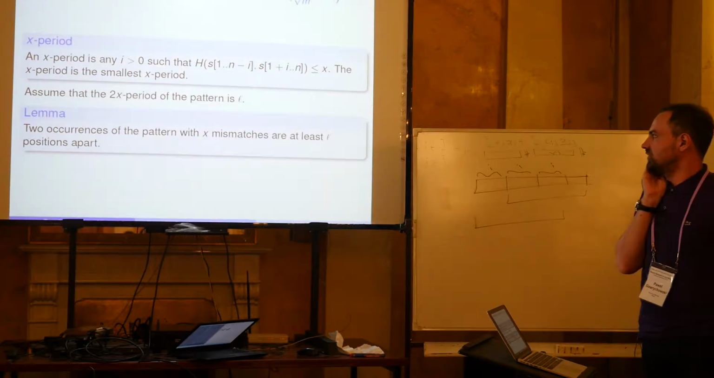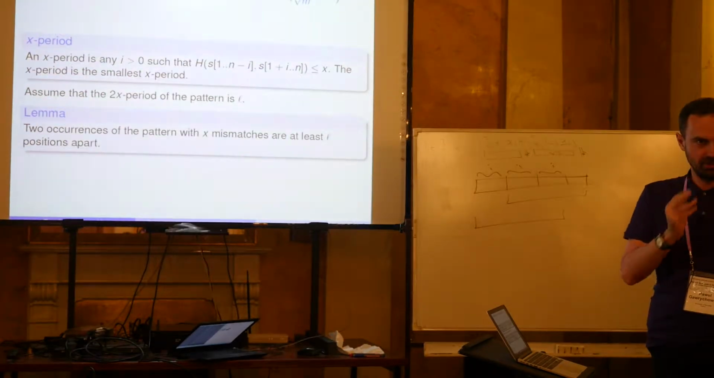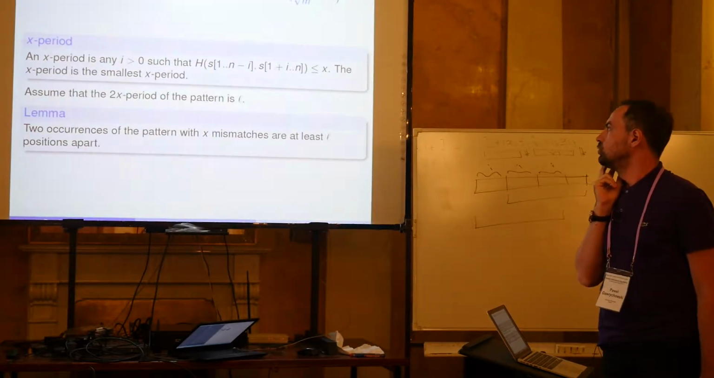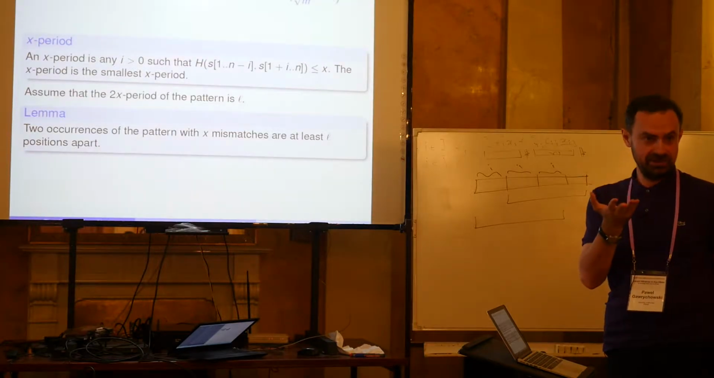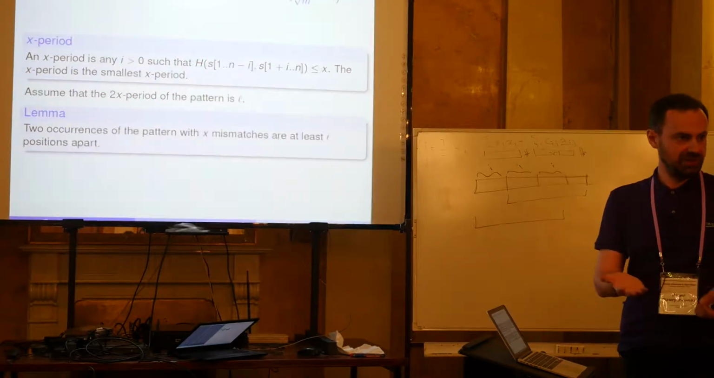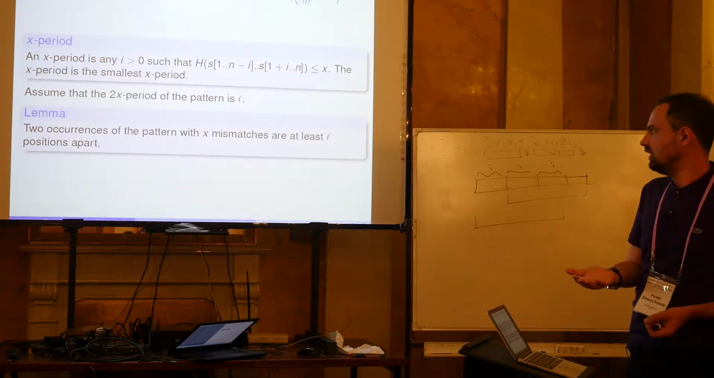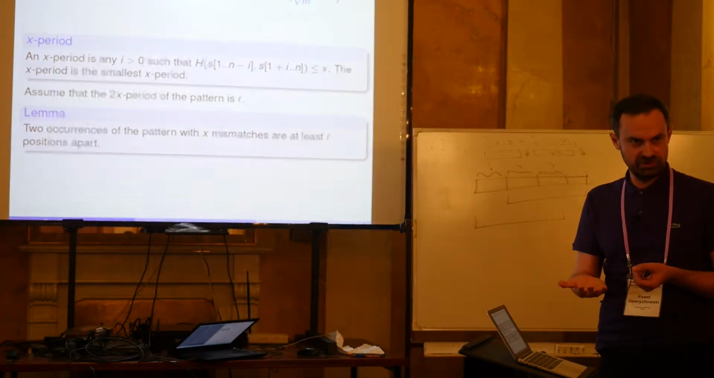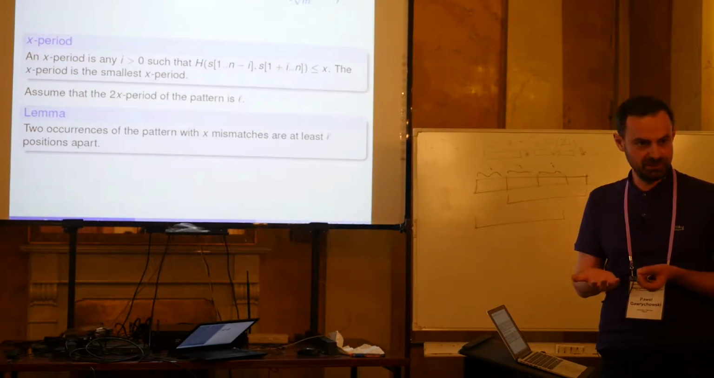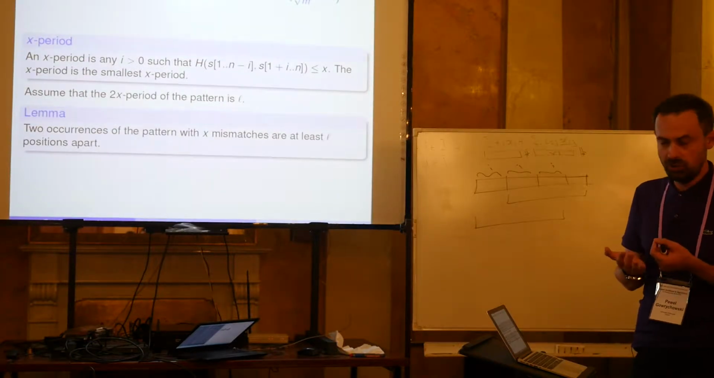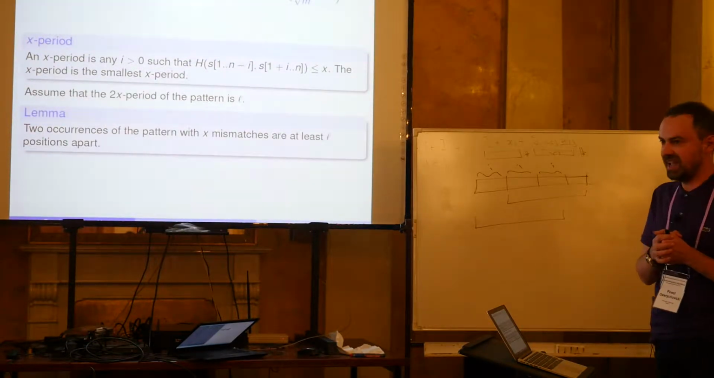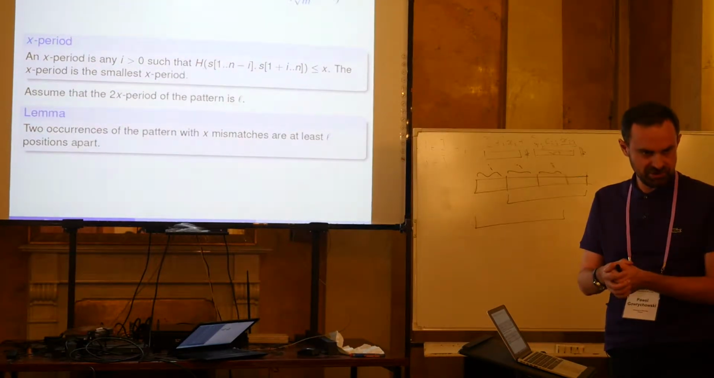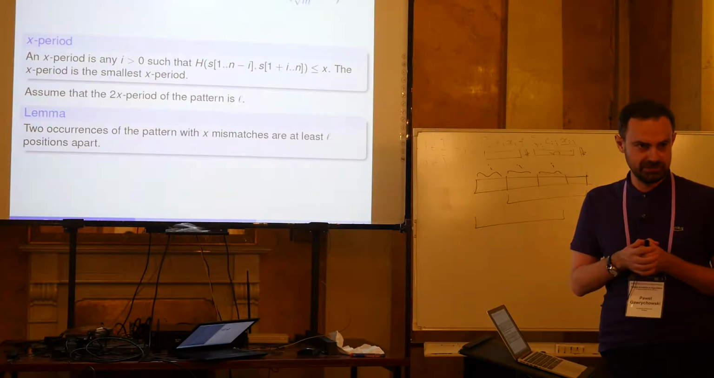Okay, so now let's think about occurrences of the pattern in the text. There are many of them, and we would like to somehow say that because this 2x period of the pattern is at least L, and think about L being a large value, the pattern cannot occur too often. Again, we have pattern matching with mismatches, right? So we look at occurrences with k mismatches. We claim that if the 2x period of the pattern is L, then two occurrences of the pattern, where we look for occurrences with x mismatches, must be at least L positions apart.